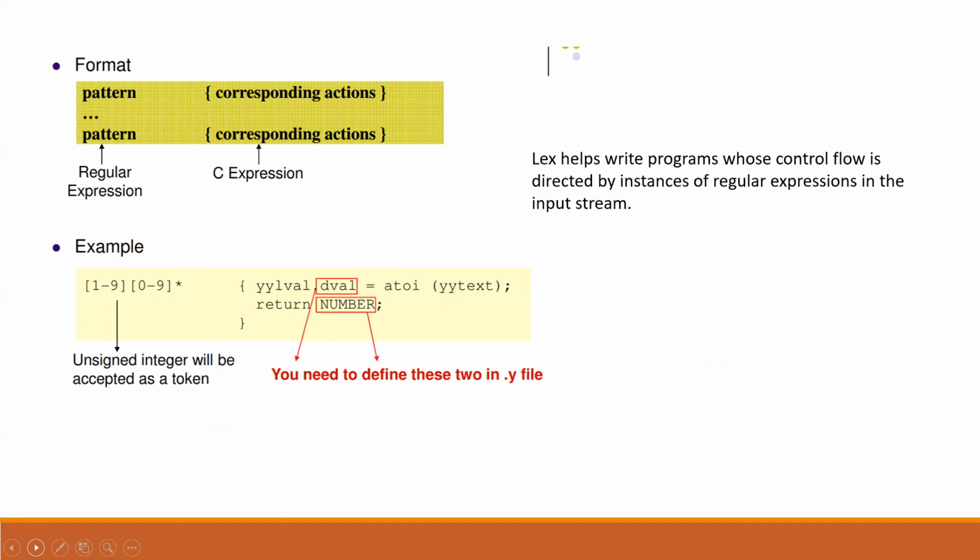Lex helps write programs whose control flow is directed by instances of regular expressions in the input stream. For example, within the braces [1-9][0-9]*, which is nothing but yylval.dval = atoi(yytext), which will return the number. So this will be an unsigned integer, which will be accepted as a token.